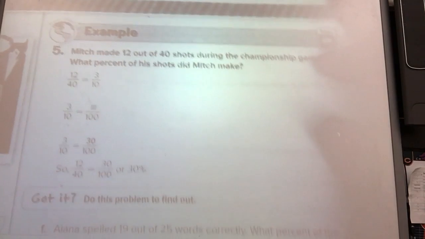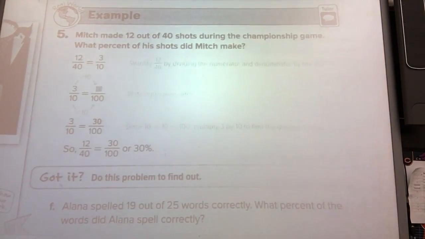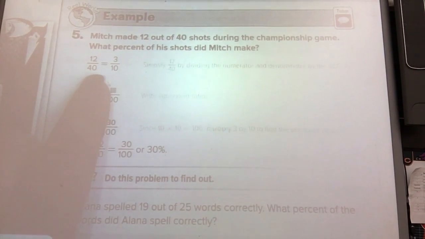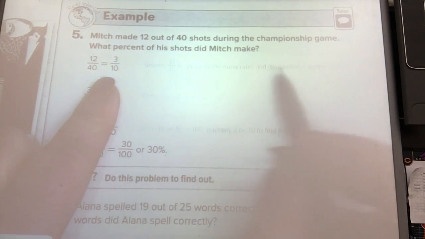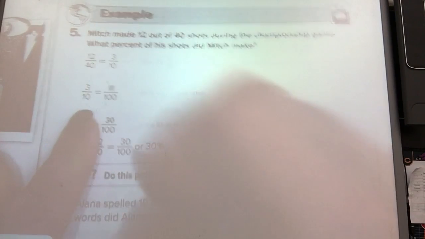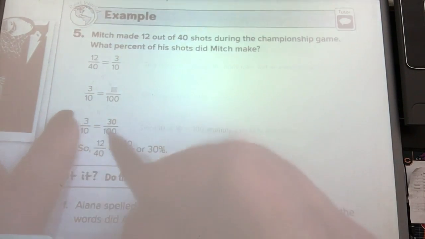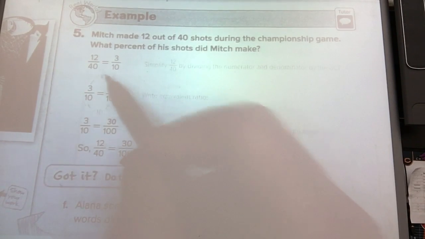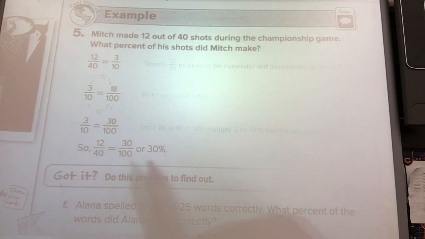All right, Mitch made 12 out of 40 shots during a championship game. What percent of his shots did he make? So here they show us that they simplified by dividing by 4. It says it off to the right here in your book, but it's really light in mine. So they divided by 4 on the top and the bottom. That's how they got 3/10. Then they took 3/10 and they want to get to 100. That's their goal. So 10 times 10 is 100. What they do on the bottom, they did on the top. So what percent did he make? He made 30% of his shots.